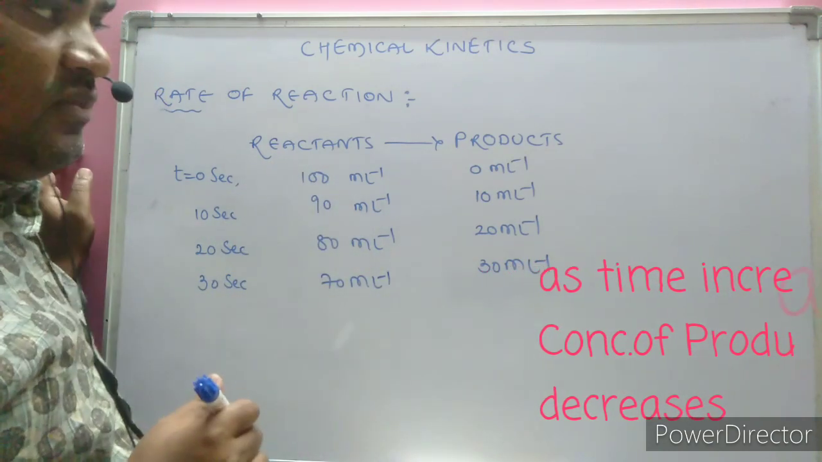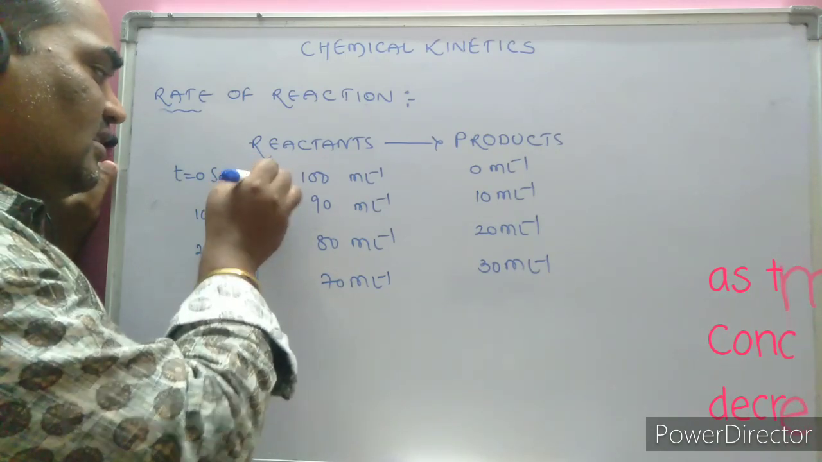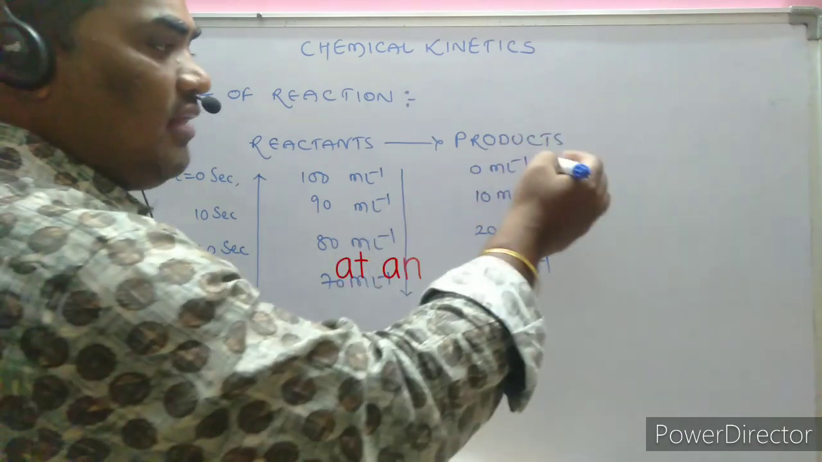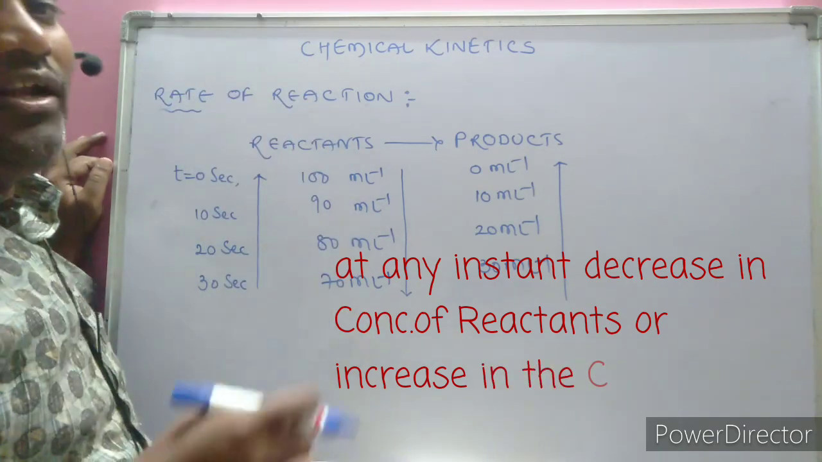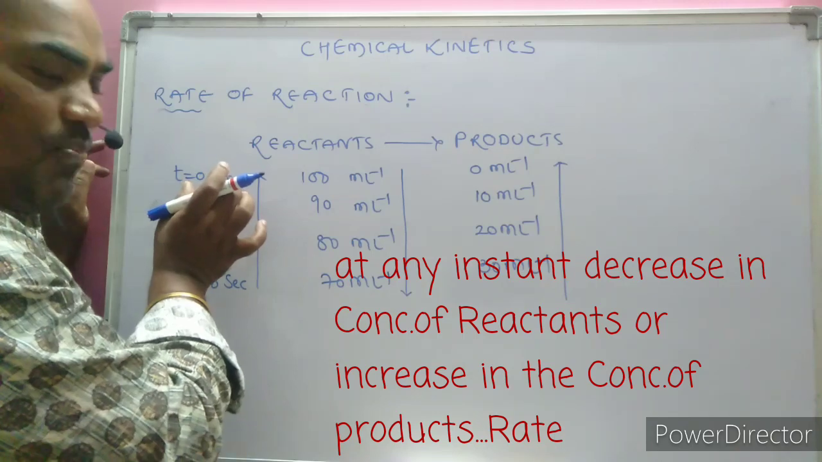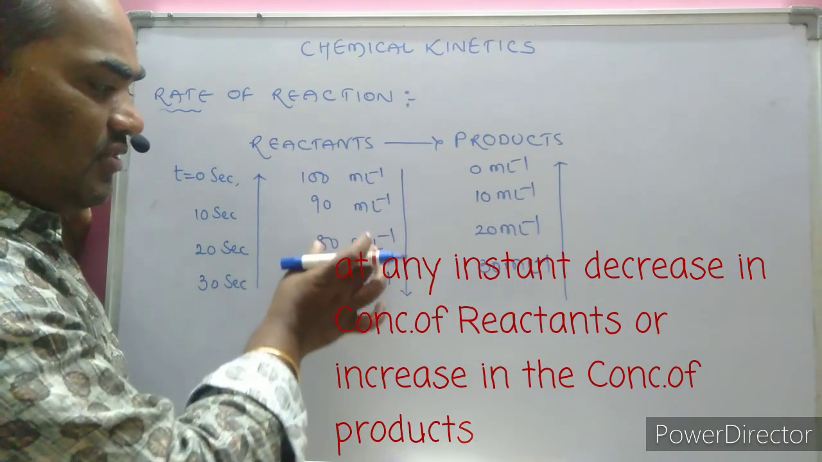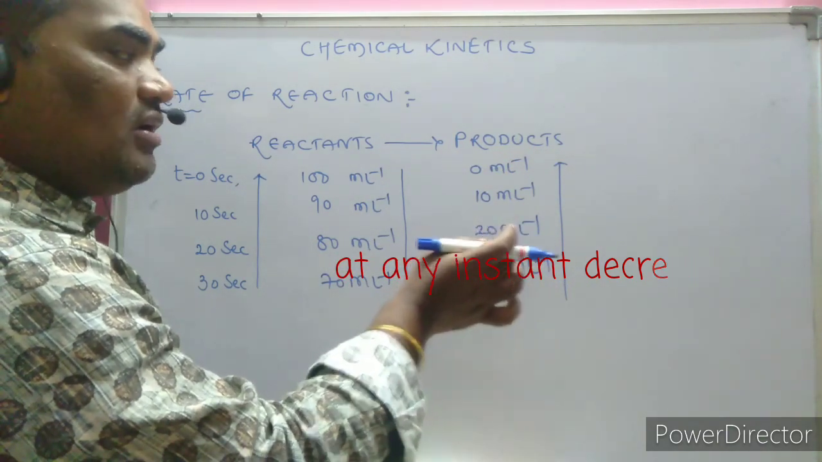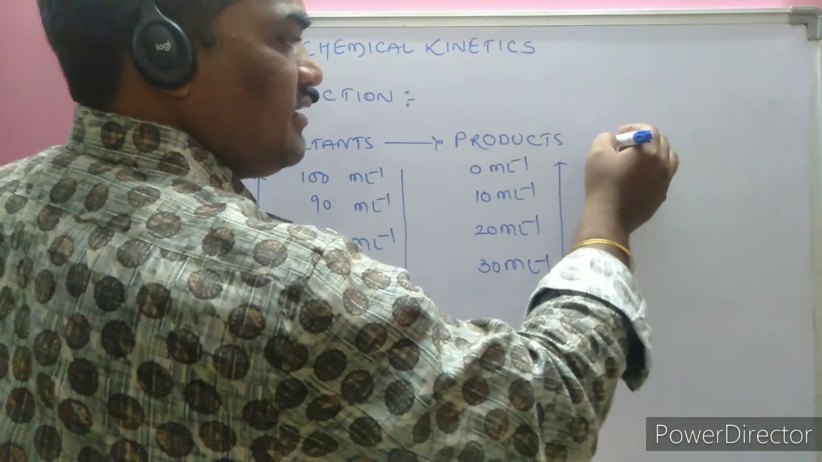Then what I want to tell is, as the time is increasing, the concentration of the reactants decreases and the concentration of the products increases. This we call the rate of a reaction. What is the rate of a reaction? At any particular time during the progress of a chemical reaction, the decrease in the concentration of the reactants or increase in the concentration of the product in unit time is known as the rate of a reaction.